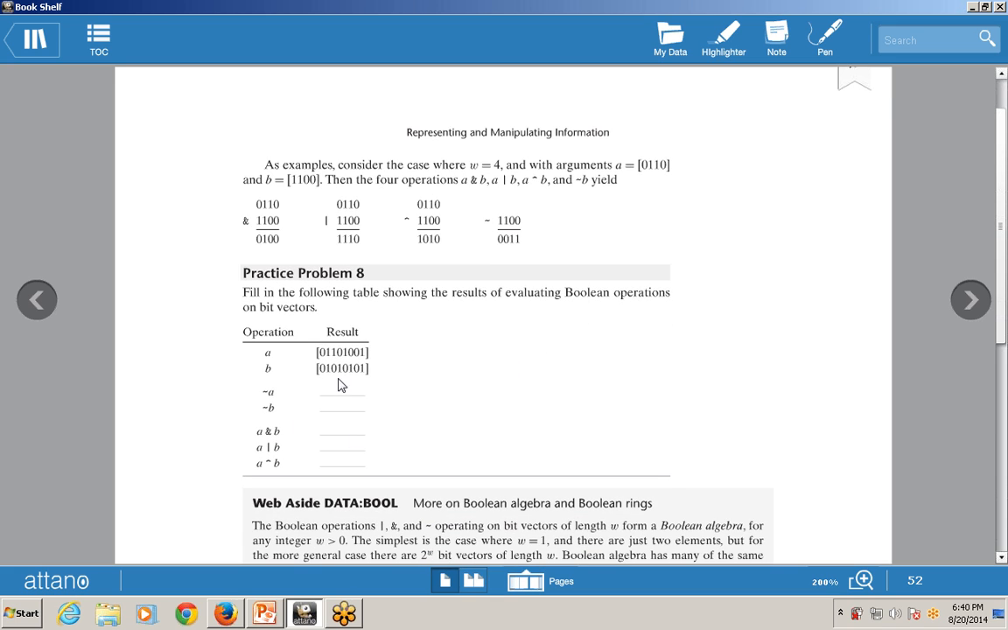This is your practice exercise. You can do the exercise as per your need, as per your requirement, as per your time.